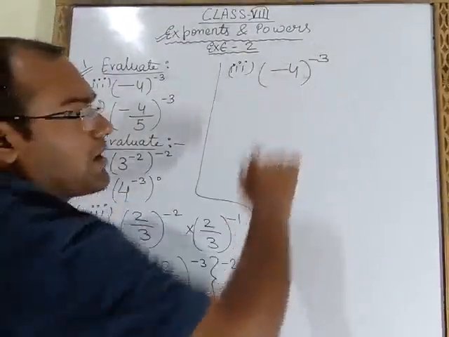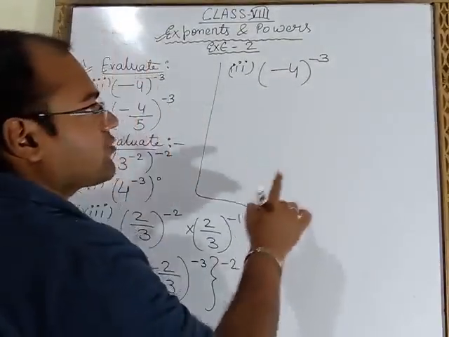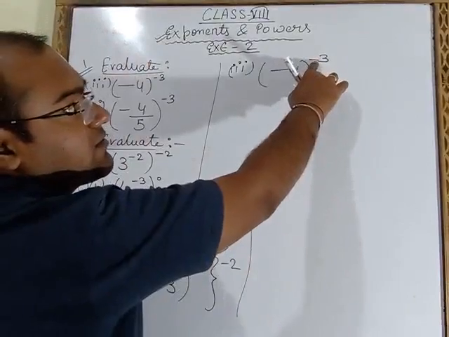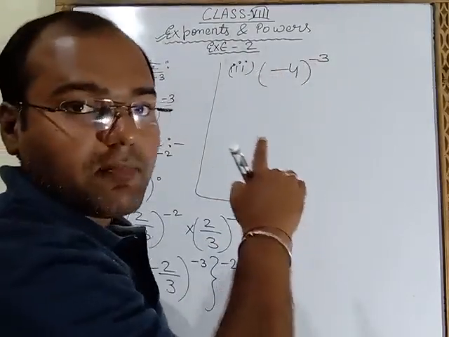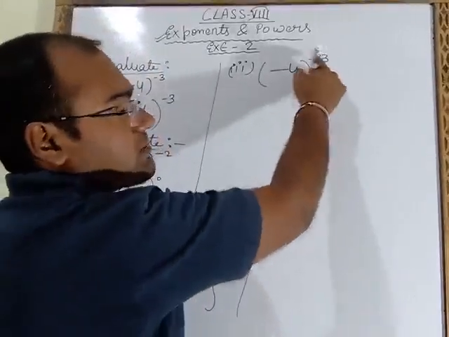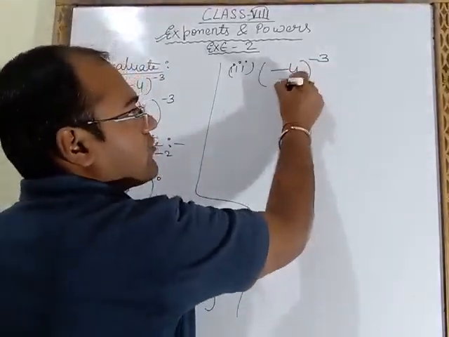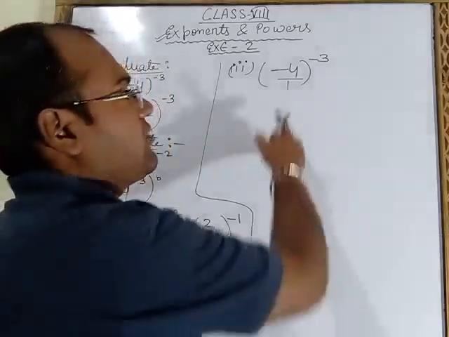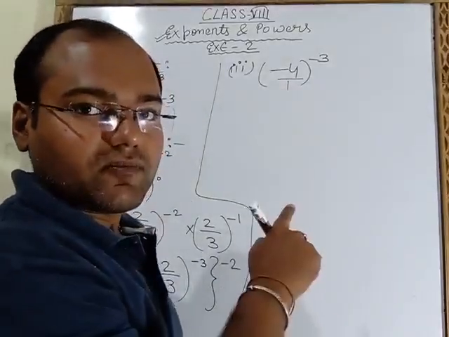Minus 4 whole power minus 3. So first of all what you have to do, here power is negative. With the power, what is the sign? Minus sign is coming. That means this power is negative. So first step is we have to make this power positive. So under 4 we have to assume 1. In the denominator nothing is given, so we will take 1.